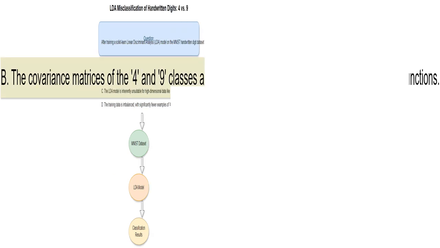Another possibility is that the statistical properties of the 4 and 9 data are too similar. Covariance matrices describe how much the different features vary together. If these matrices are very alike for both digits, it will be hard for LDA to separate them. The LDA model creates boundaries to separate the digits. If the data overlap too much, these boundaries will be blurry and lead to errors.